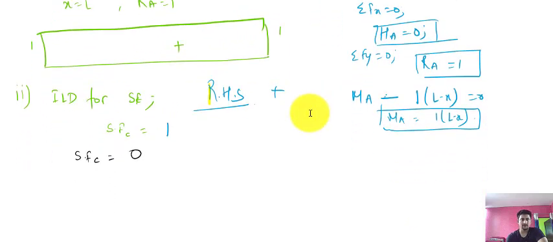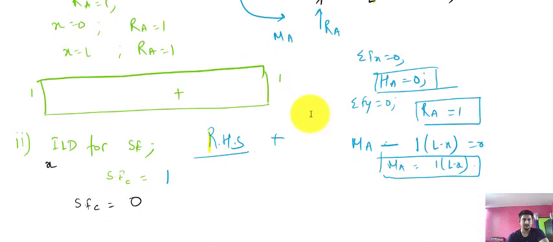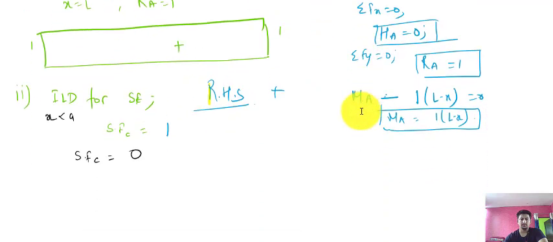Now we have the condition: x is the distance of the unit load, and when x is less than a, this is the first condition. When x is less than a, that means it is in span CB. Now the second condition, shear force at C, is for when x is greater than a and less than or equal to L.